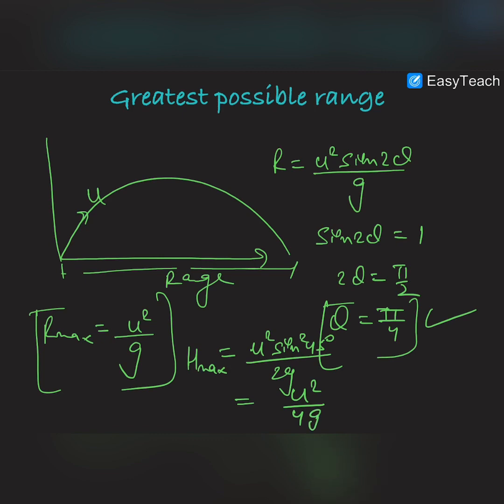You can see that this is the height attained by the projectile, and the time of flight in this case will be 2u sine 45 by g. So this time of flight will be root 2u by g. This would be the time of flight of the projectile.